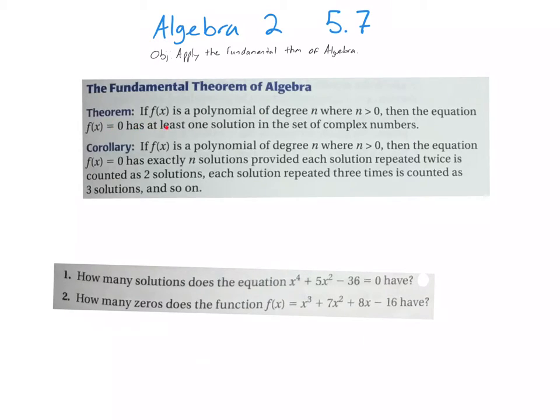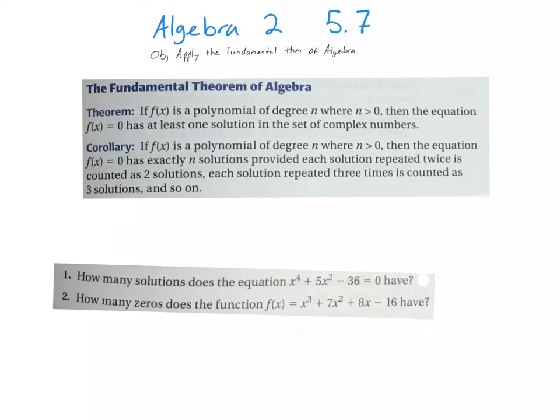The theorem says, if f of x is a polynomial of degree n, meaning the highest exponent is n power, so maybe like 5 or 10, where n is bigger than 0, then the equation f of x equal to 0 has at least one solution in the set of complex numbers.